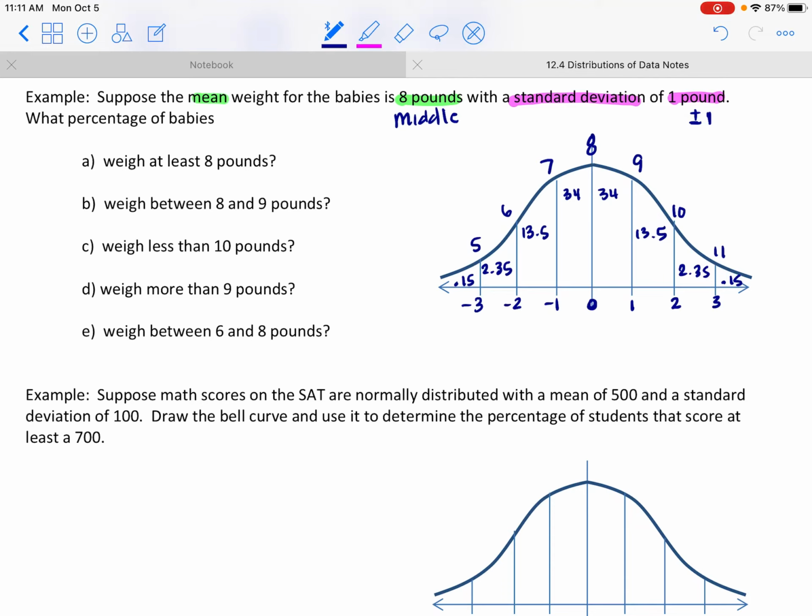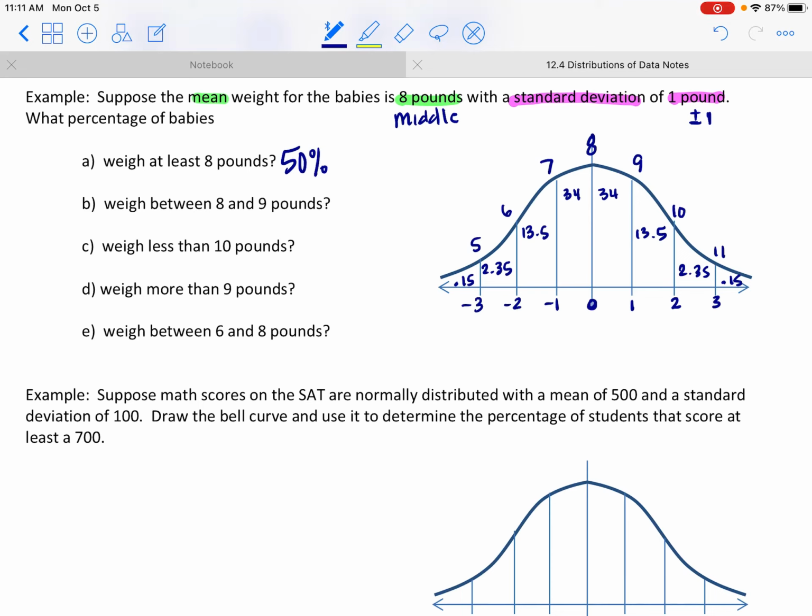So if I asked you a question like, what percentage of babies weigh at least 8 pounds? At least 8 pounds means 8 pounds or more. 8 pounds or more would be this much of the graph. How much of the graph is that? Well, that's 50% of it. So 50%.